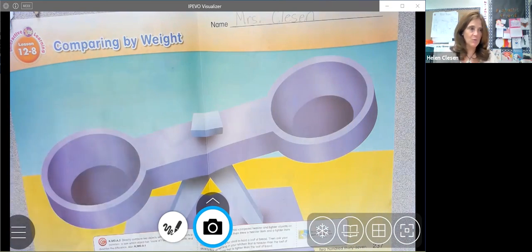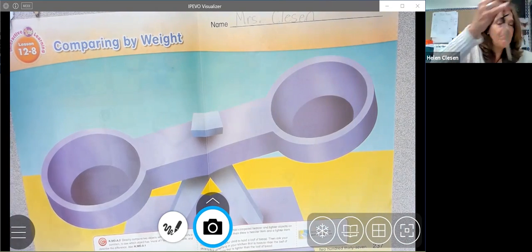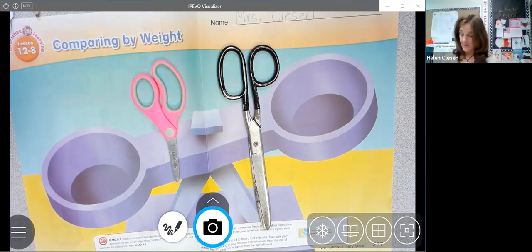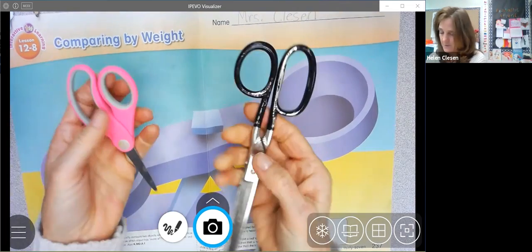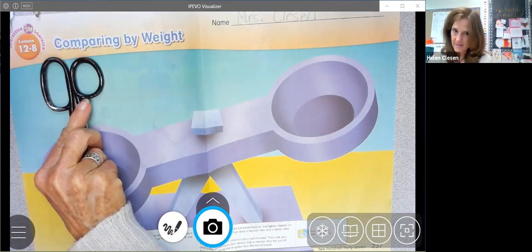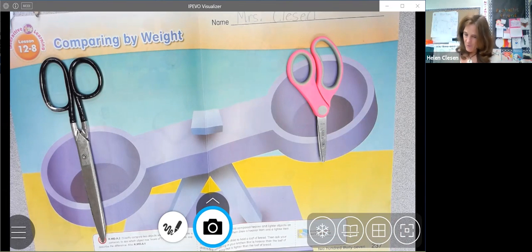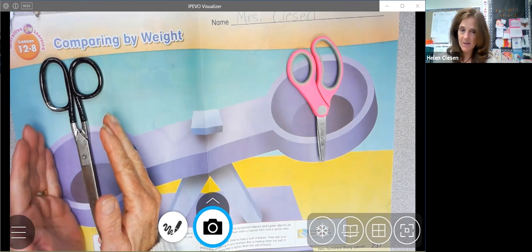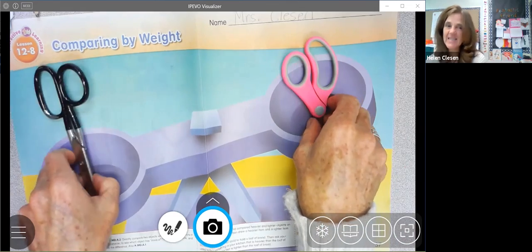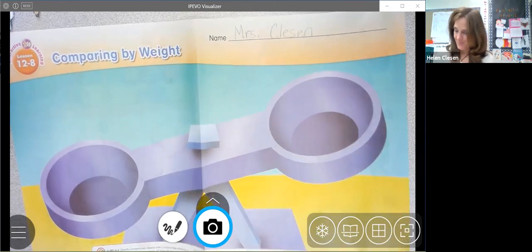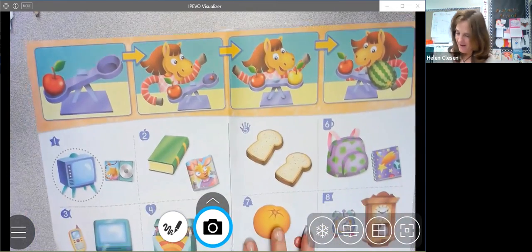Let me see if I can find two more things. I have some big scissors and I have some little scissors. Well, by looking at the size of them, and I could kind of hold them too, this size scissor is heavier than this size of a scissor. Let's see if you can find some objects at home and you can put them on your work mat to tell someone at home what object is heavier and what object is lighter. Okay, how about you go try that? Or you can try after we're done with our math mat.